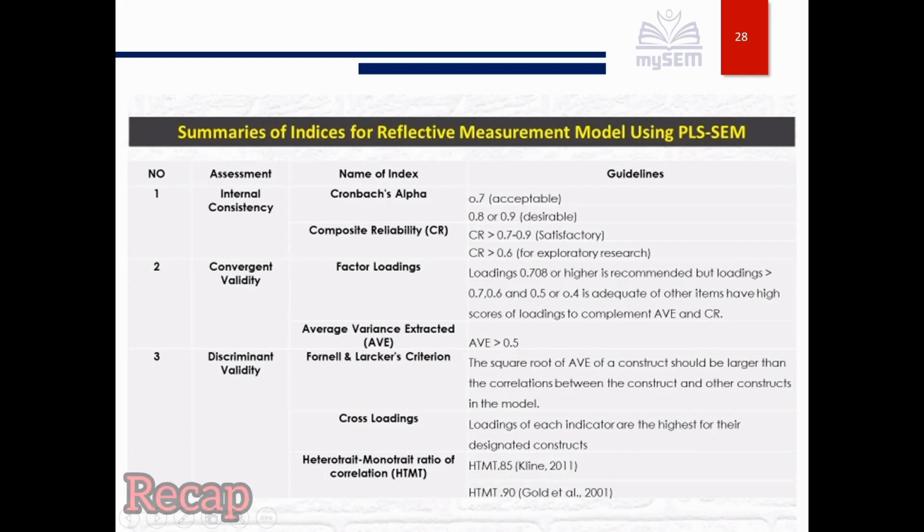And you have to check the AVE value should be greater than 0.5. For discriminant validity, basically you can check all, but in my PhD thesis, I didn't use cross-loading, because if you check one, it's okay. I used two: the Fornell-Larcker criterion and also the HTMT ratio.